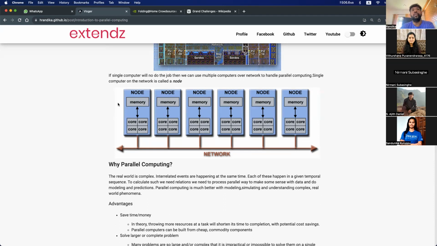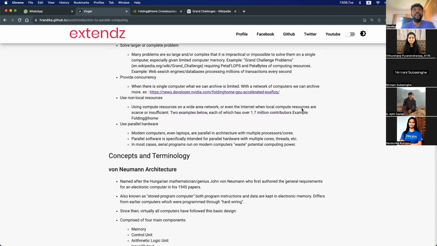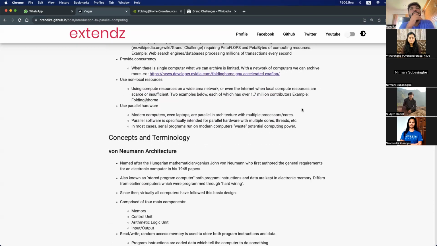Sorry. So think about 40,000 of these nodes being available for finding a cure for COVID-19. That kind of concurrency can happen only if you have something like this. So concurrency can be achieved. You can't achieve this in a single machine. And yes, the second thing is to use non-local resources. Using compute resources in a wide area network or even the internet, because local computer resources are scarce and insufficient.